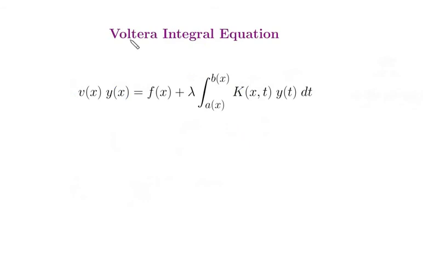And the second one is the Volterra integral equation. The general form is y(x) equals to f(x) plus lambda integral from a(x) to b(x) of k(x,t) y(t) dt. Now again, it is based on the limits of the integral. As in the last class, if a(x) and b(x) are both constants, it is called a Fredholm integral equation. And if either a(x) or b(x) or both are functions of x, not constants, such a kind of integral equation is called a Volterra integral equation.